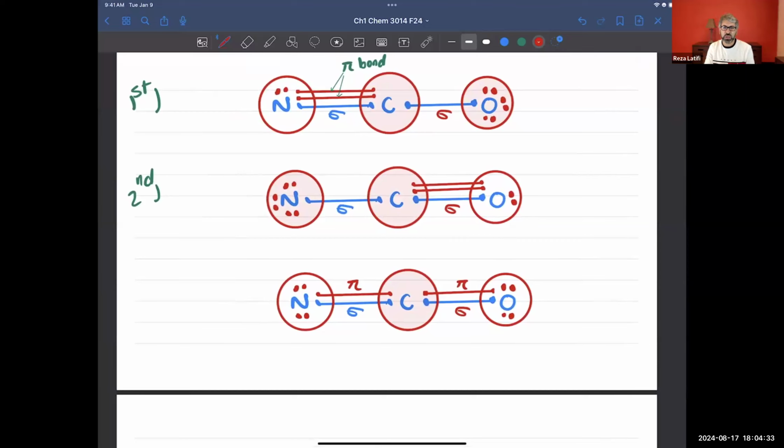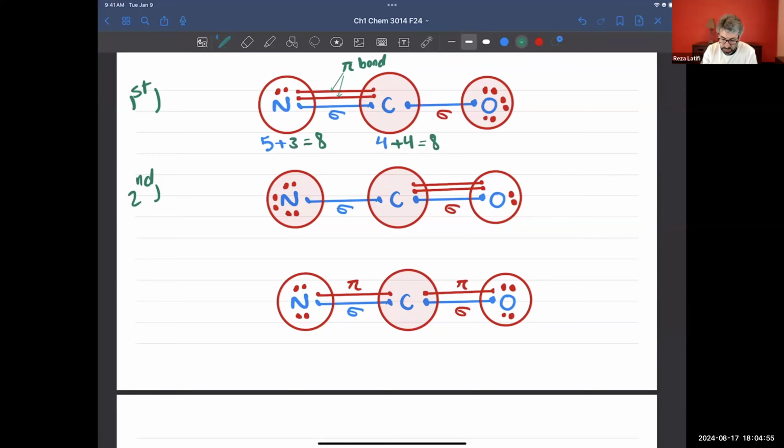Okay, so now let's check the octet rules. Right here, I see 5 electrons inside the circle. We made 3 bonds. That's 8. Carbon, I see 4 electrons inside the circle. We made 4 bonds with carbon. That's 8.